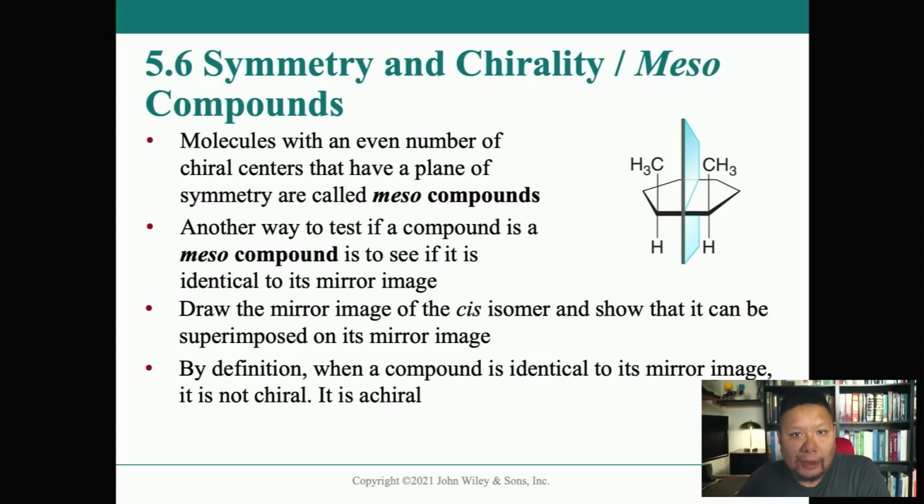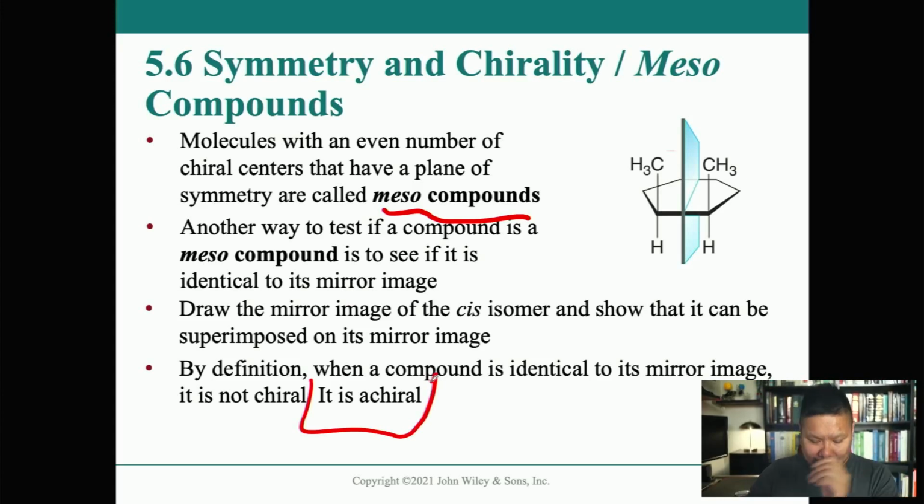So if you have compounds like this, where they have multiple chiral centers but a plane of symmetry, they're called meso compounds, okay? Another way to test if a compound is a meso compound is to see if it's identical to its mirror image. You can draw the mirror image of the cis isomer and show that it can be superimposed on its mirror image. So by definition, when a compound is identical to its own mirror image, it's not chiral, it is achiral, right? This slide just reiterates what I said two slides ago.